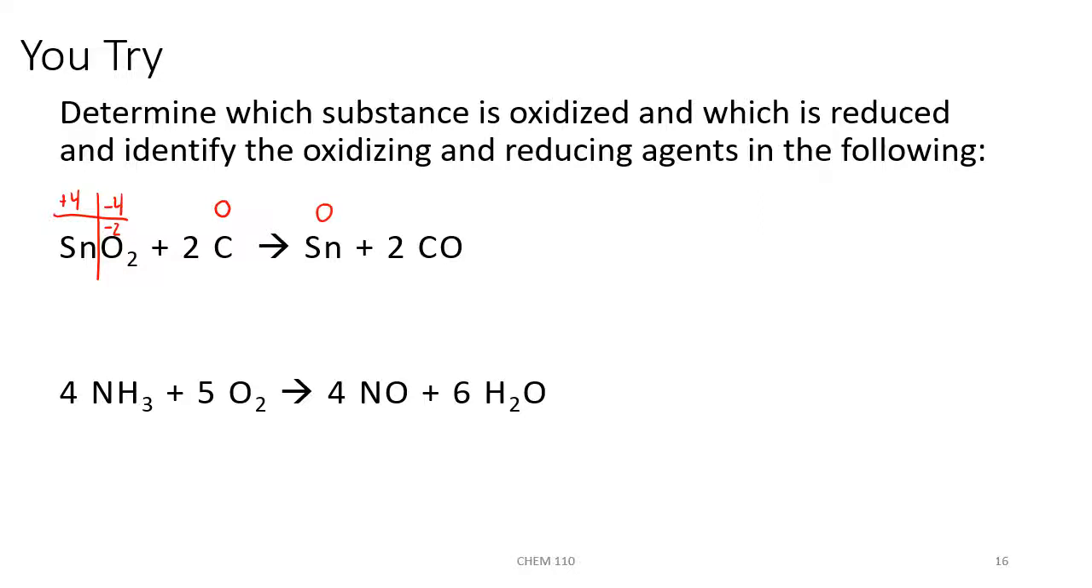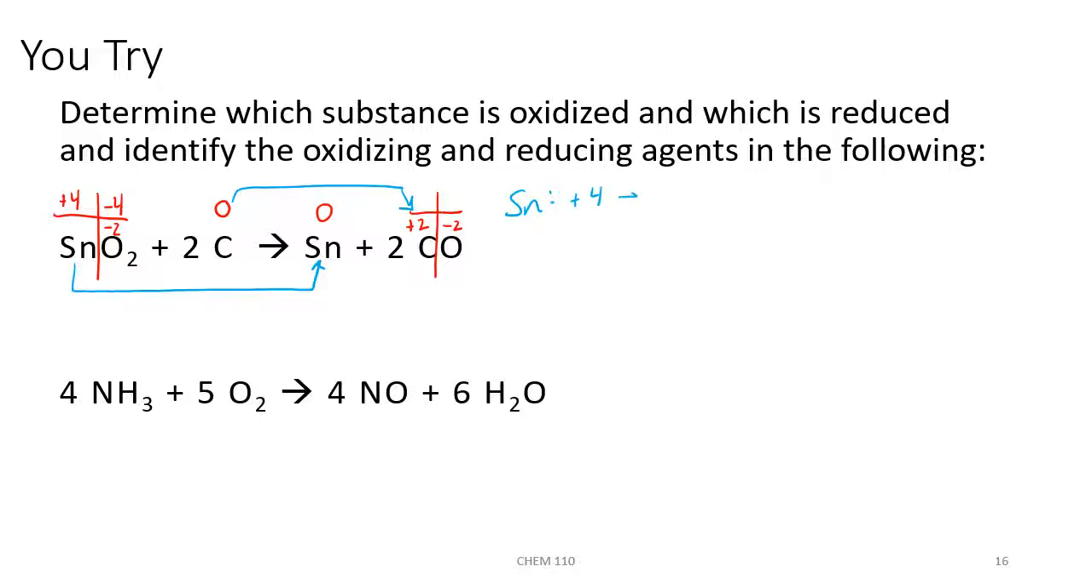Tin, same thing. Oxidation number is 0 when it's alone. And then carbon monoxide, oxygen is a -2, and so carbon must be a +2, so they sum to 0. Tracking our changes, tin went from a +4 down to a 0 oxidation state. Carbon changed, it went from a 0 oxidation state up to a +2.